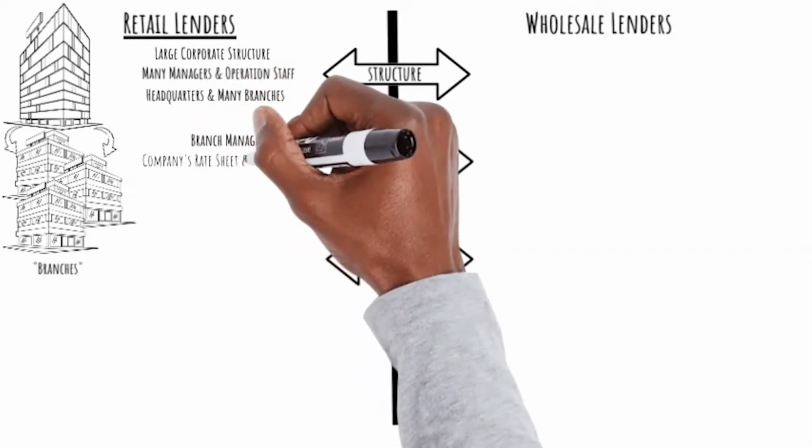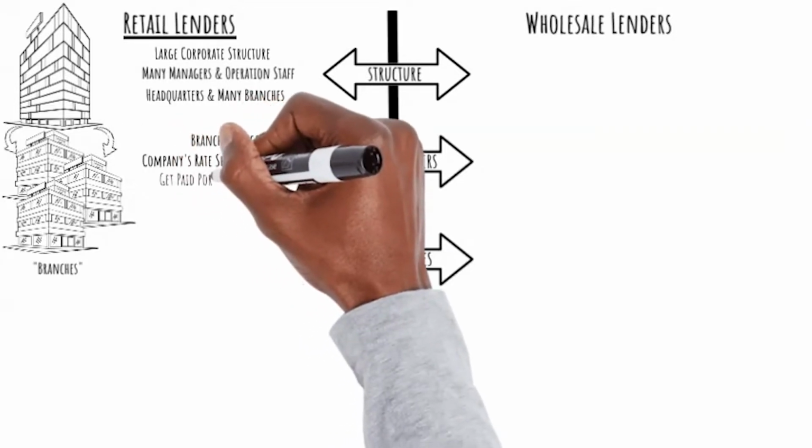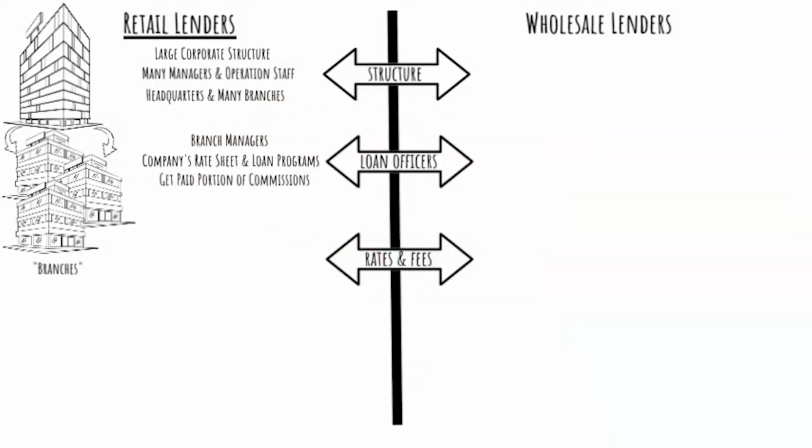These loan officers have access to the company's rate sheet along with the company's preferred set of loan programs to offer. And they get paid a portion of the commissions that the company pays for each loan, because the company is basically paying a whole bunch of people on each loan with the commissions that they pay out.